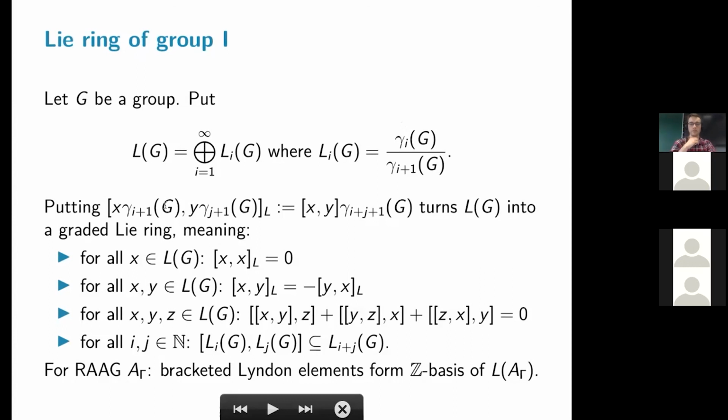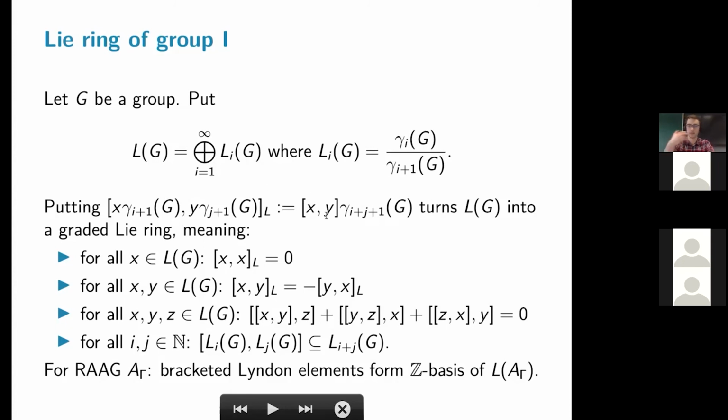So the Lie bracket of two elements x and y. So x lies in, or this coset lies in L_i(G), and this coset lies in L_j(G). If we take the Lie bracket of these two elements, we define it as the commutator bracket of x and y, and we put it in L_{i+j}.